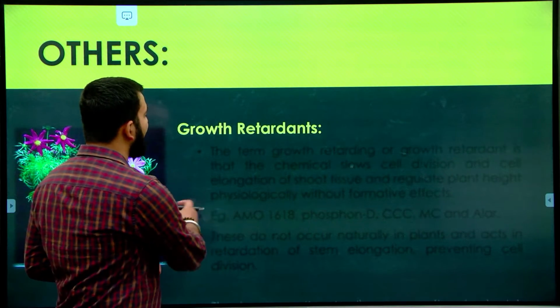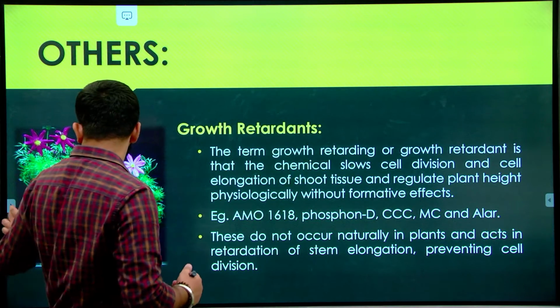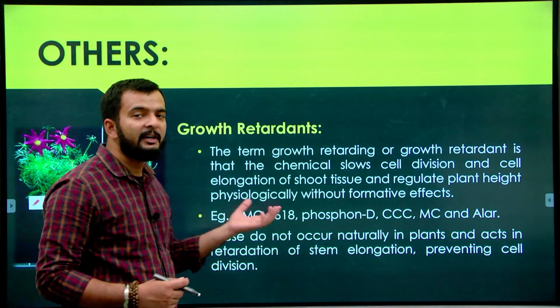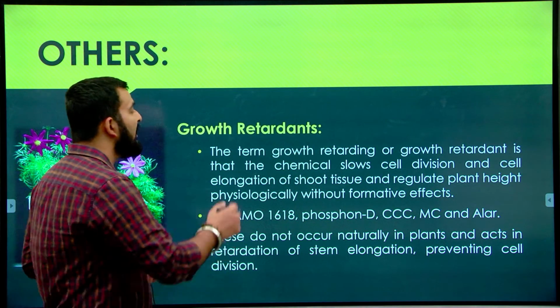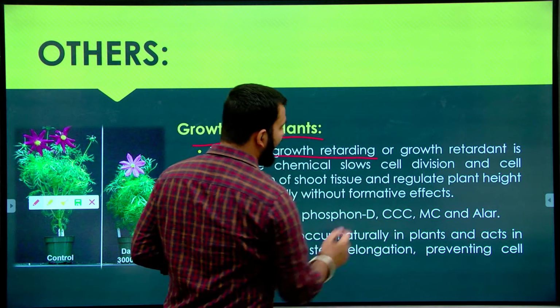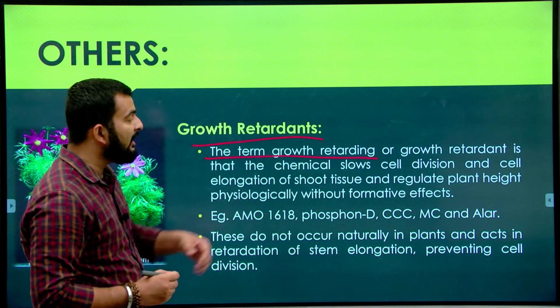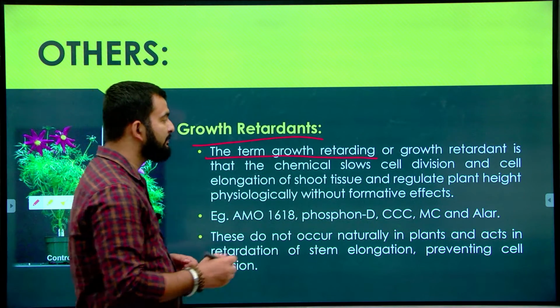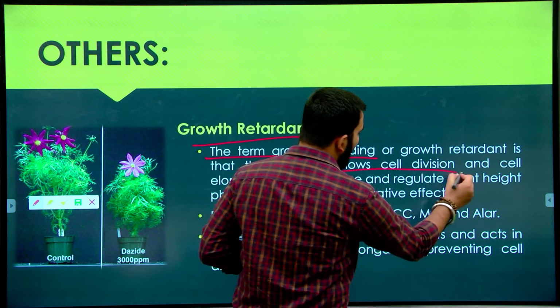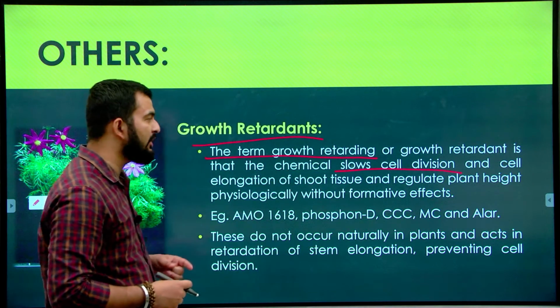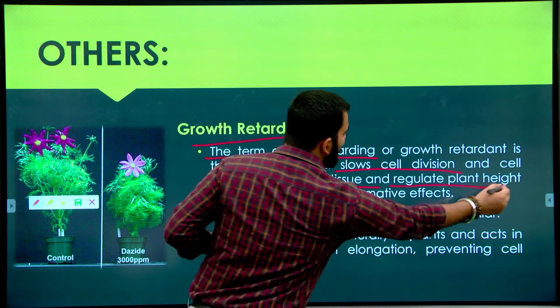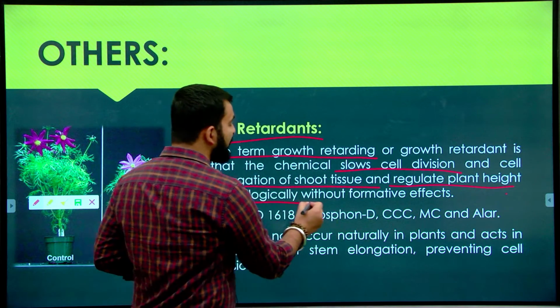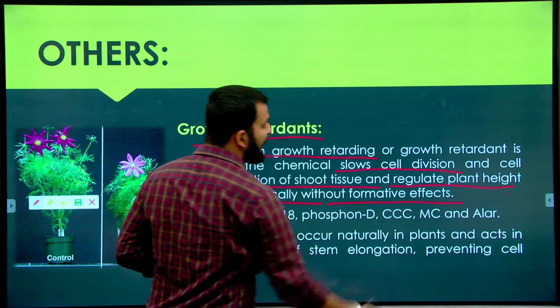Then under another category we have growth retardants. What are growth retardants? These function opposite to growth promoters. The term growth retardant means the chemical slows cell division. After application, it will slow the cell division and cell elongation of shoot tissue, and regulates plant height physiologically without formative effects.